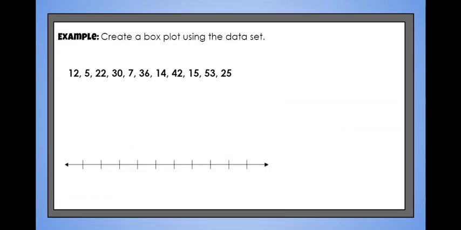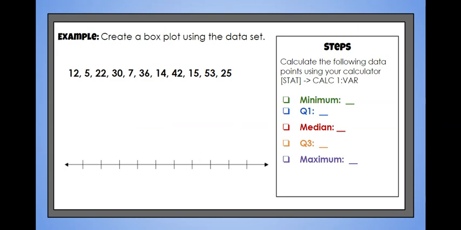So let's try one. Let's create a box plot with this data set. The first thing we need to do is identify our 5 key terms. In order to do so, we'll hit the stat button in our calculator, and we'll put in all our numbers, hit calc 1. Once we do that, we can identify our min, Q1, median, Q3, and maximum.